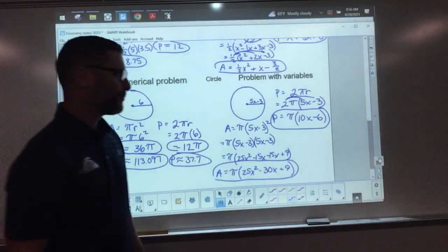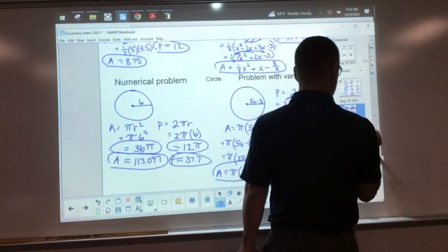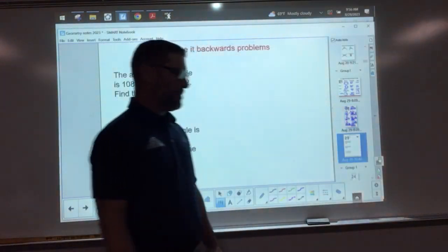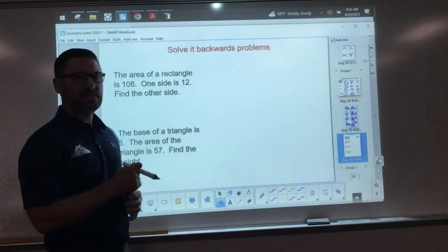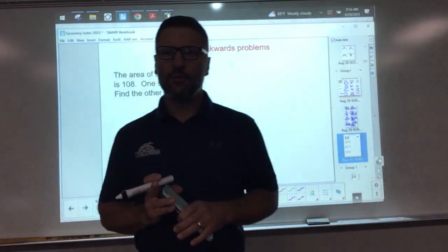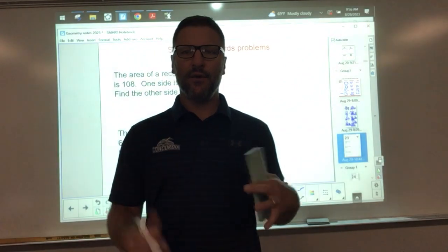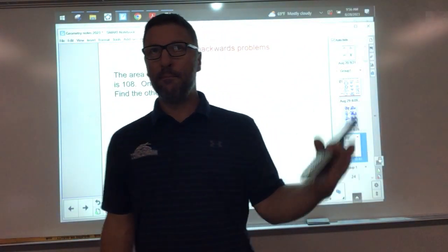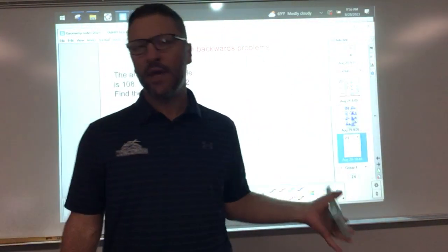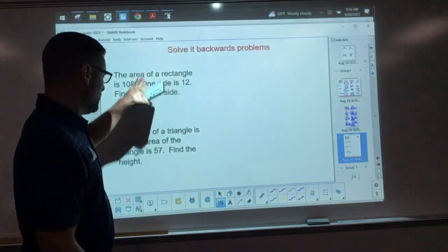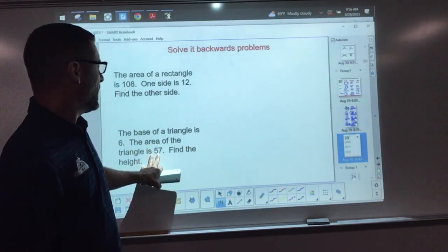Okay. Last thing that you have to be able to do in this section is work backwards. Working backwards means they'll give you the area or they'll give you the perimeter, and you have to back up to find maybe the length or the width, depending on the problem. So I'm going to do a few of those examples, and then we'll be done with our notes.